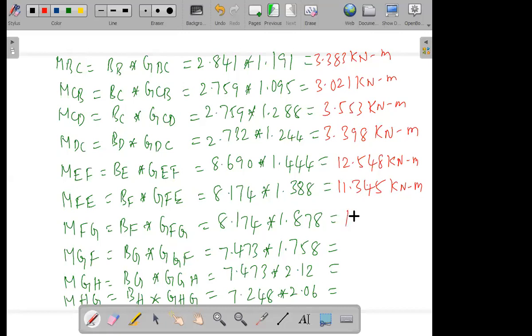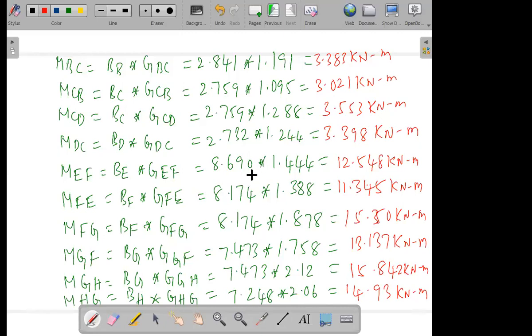15.35. Anil, 15.350 kilonewton meter. 13.137. Sai Kiran, 13.137 kilonewton meter, right? 15.842, sir. 15.842 kilonewton meter. 14.930, sir. Sai Siddhartha, 14.930 kilonewton meter. So like this, we have to calculate the column moments and beam moments.